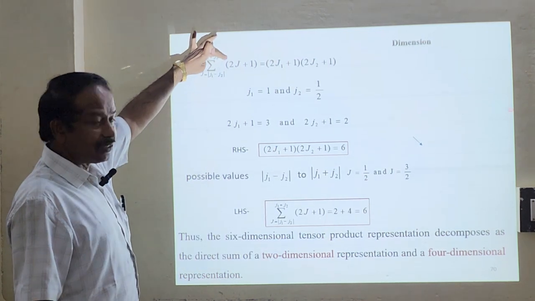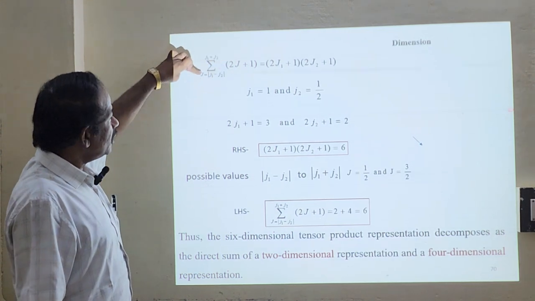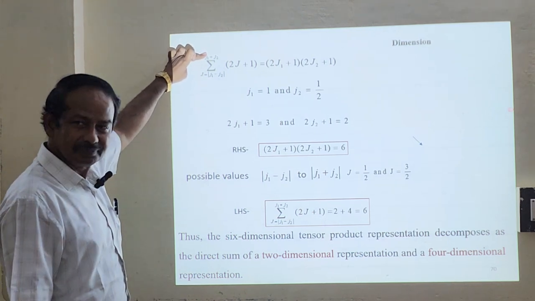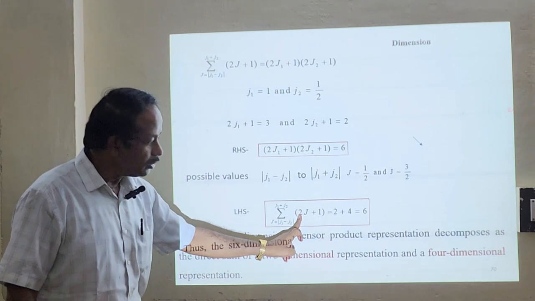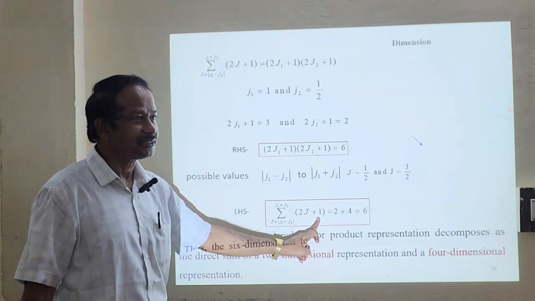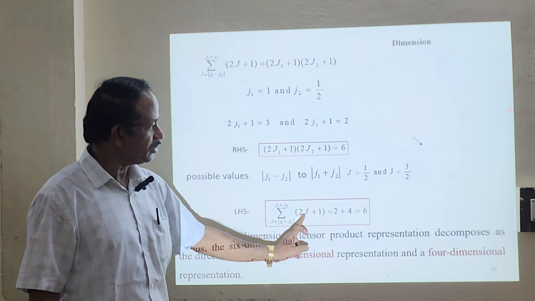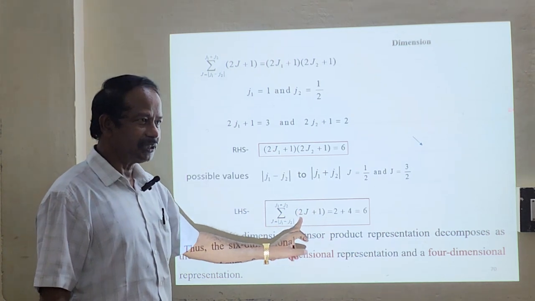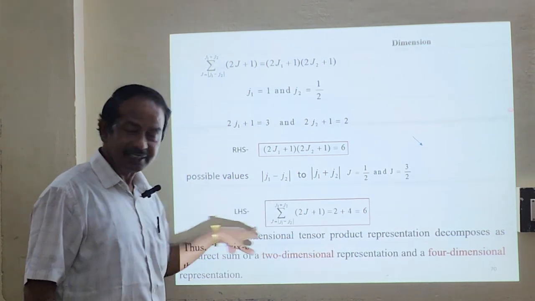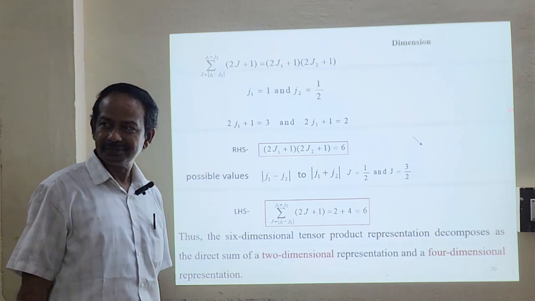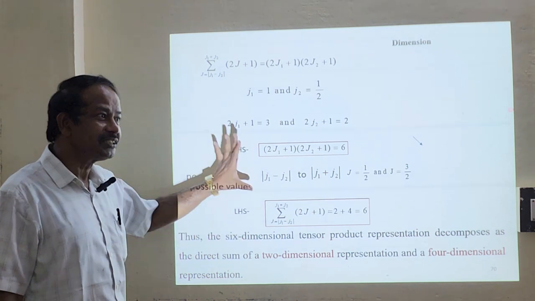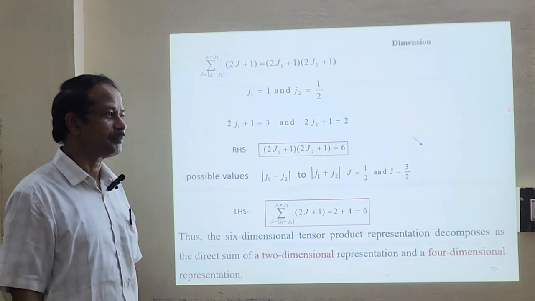Now, the left hand side goes like this, 2J plus 1, correct? We have to substitute the minimum value plus the maximum value. So it implies 2J plus 1 plus 2J plus 1, one for the minimum, another for the maximum. If you substitute, for J equal to 1 by 2 that will give you 2, and for 3 by 2, it will give you 4. 2 plus 4 is 6. Again, see, 6 dimensions, 6 basis. Same thing. So before coupling and after coupling, the basis are the same. The dimension is the same. It's very clear from the example. Is it okay?